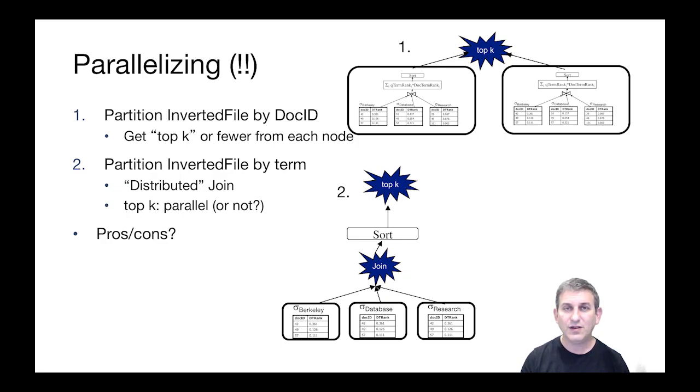So you send the query to all the nodes. Each node computes its local top k and ships that to a central node, which can then sort the top k's from all the nodes and choose the true top k out of those.